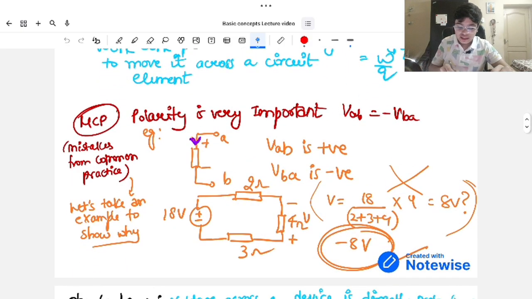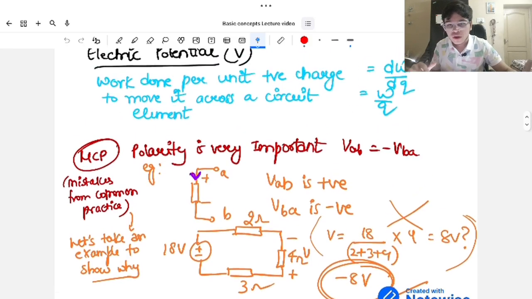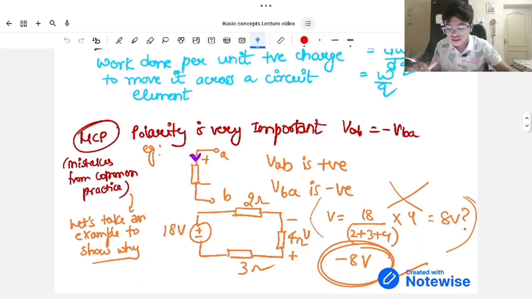Now, these are my terminologies. I'm going to call these mistakes from common practice, MCP. Polarity is very important in the case of electric potential. That is, VAB is equal to minus VBA. This is a very, very important concept. You may already know this, obviously, but there is a lot of tendency to make mistakes on this particular concept alone.